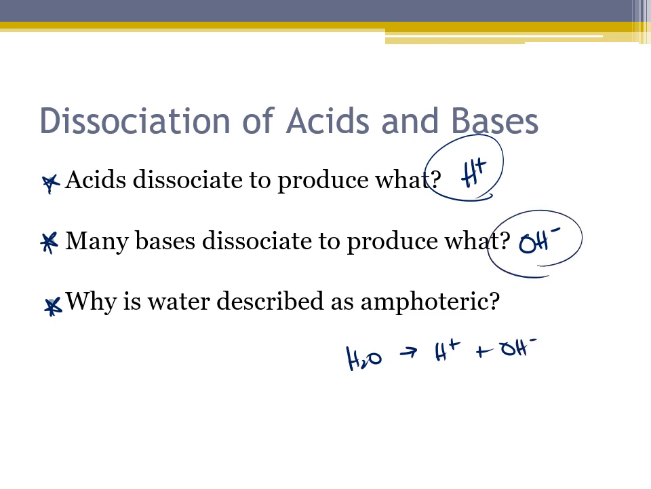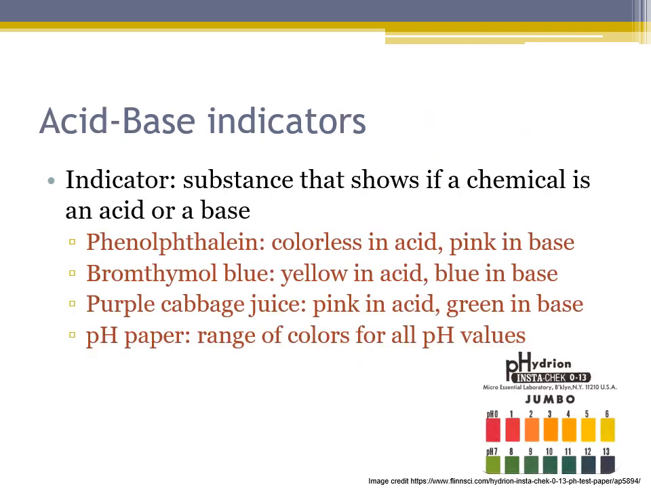So crazy cool. So we have some substances that are called acid-base indicators, and they allow us to know if a chemical is an acid or a base by some kind of fun color change. So these are just a few of the many acid-base indicators that exist. Phenolphthalein we will use in our titration lab in a couple days. Phenolphthalein is colorless in an acid and turns this lovely bright pink in a base. Bromothymol blue is yellow in an acid, blue in a base.